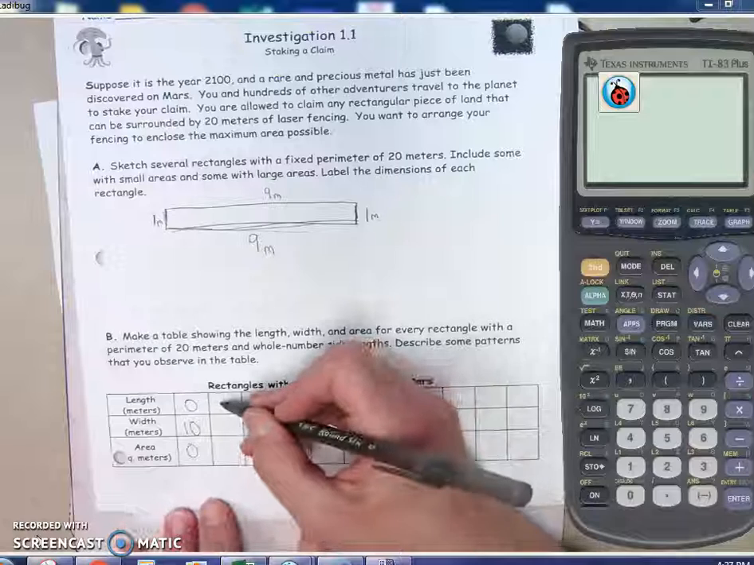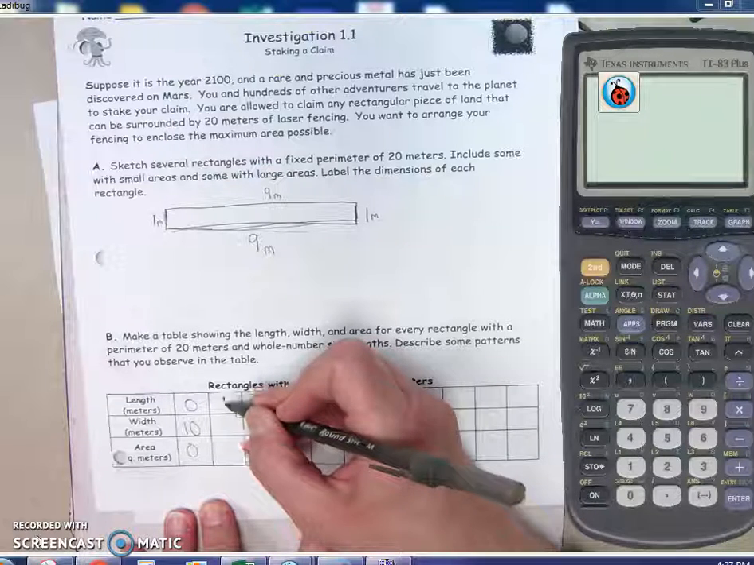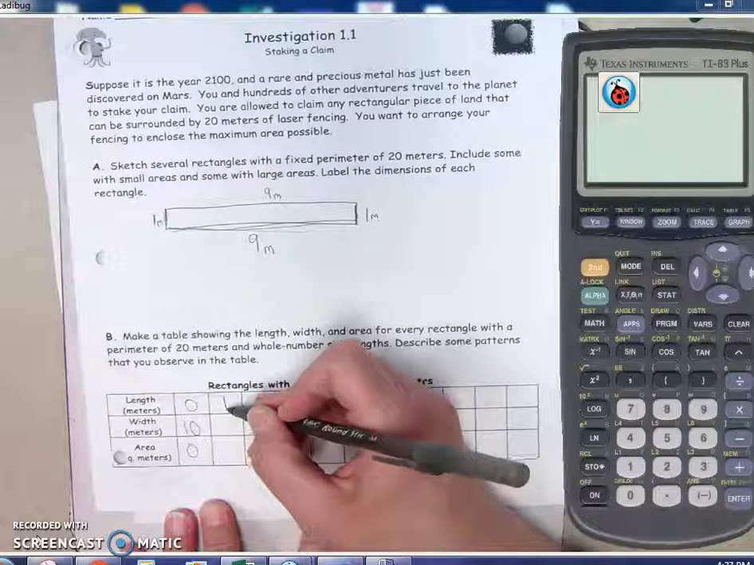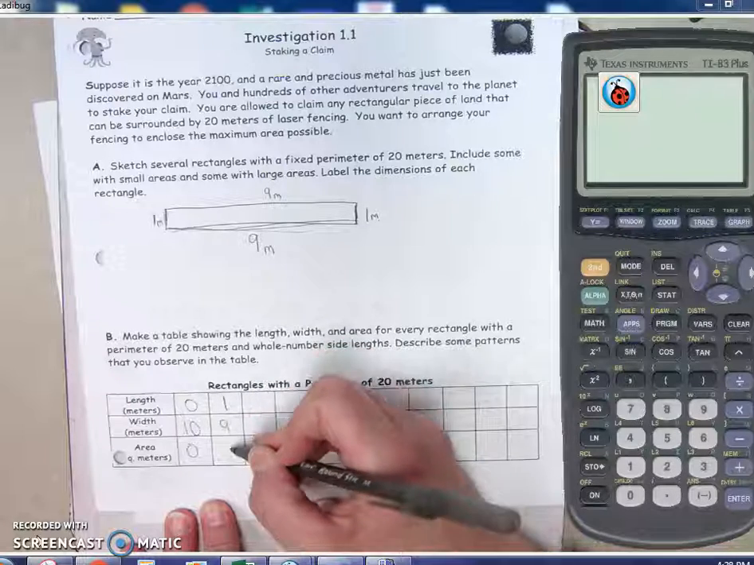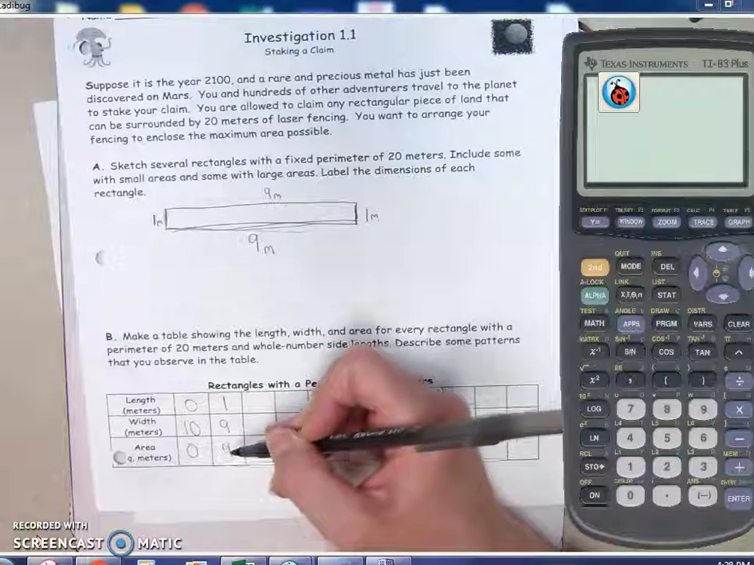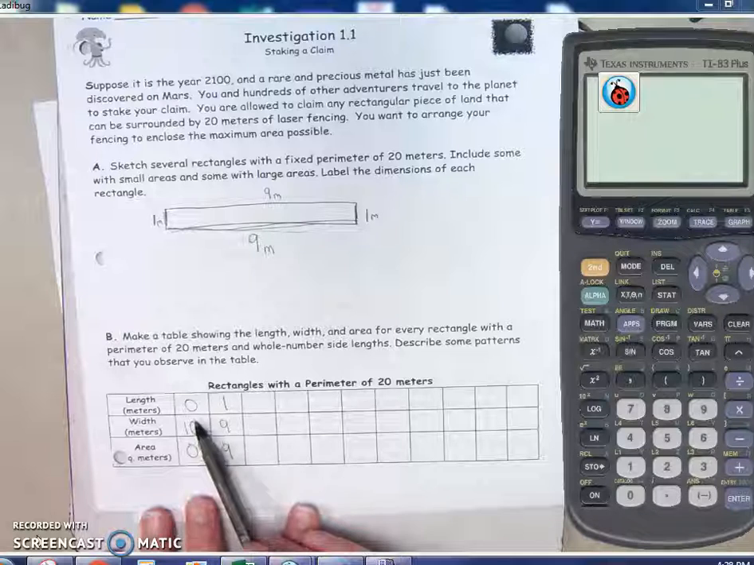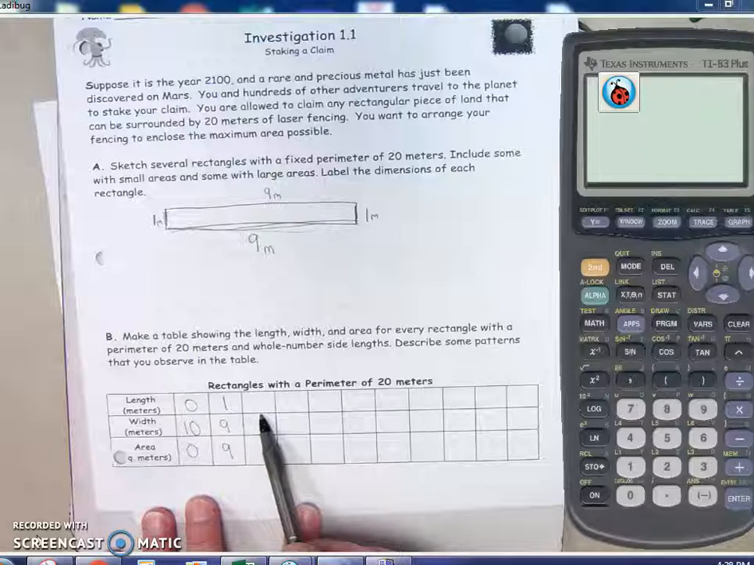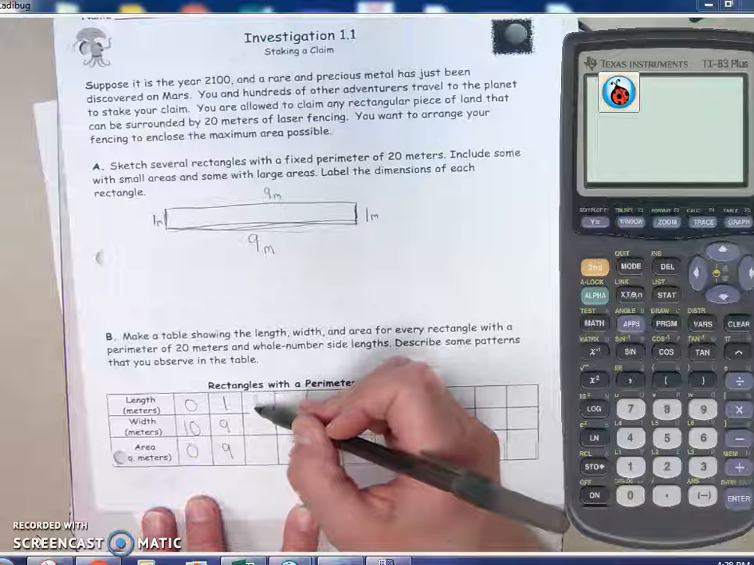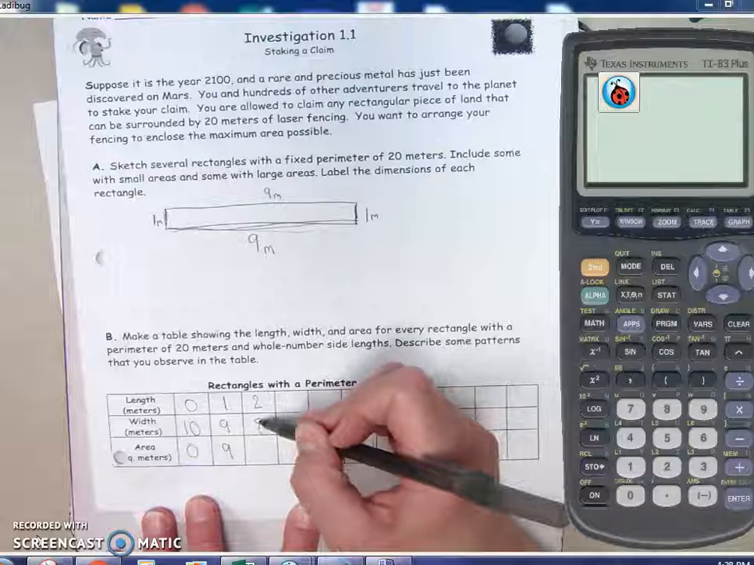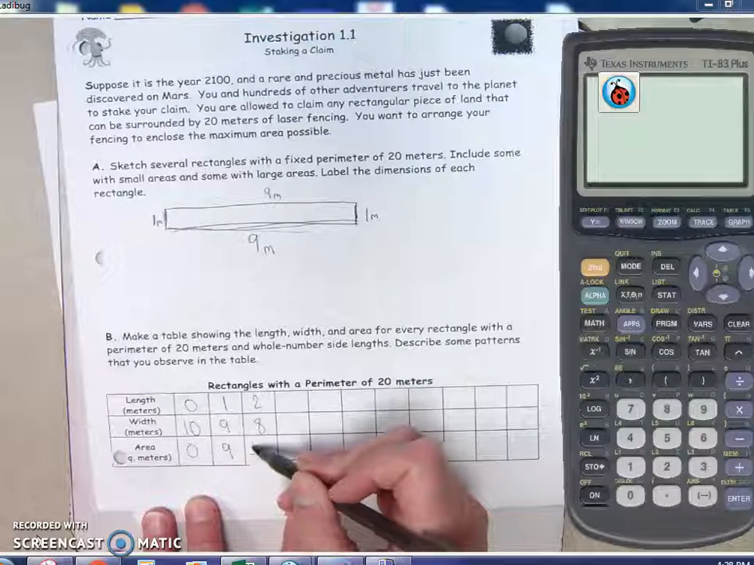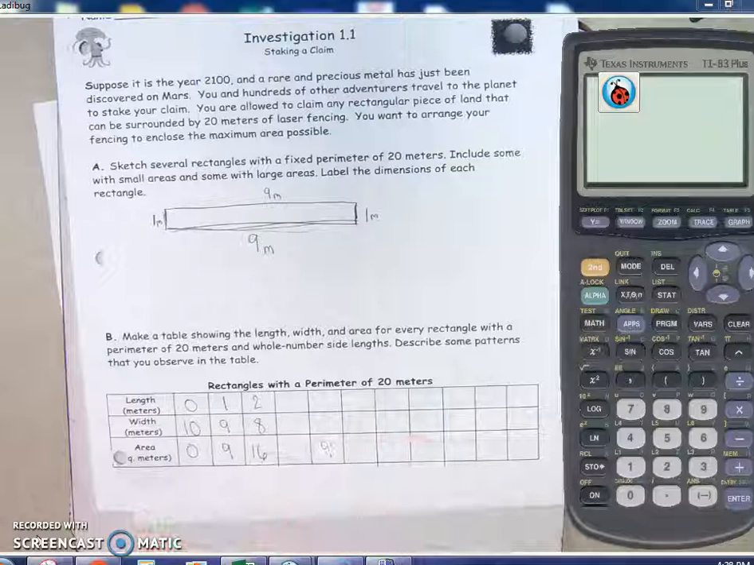So if we're going by whole number length sides, we go up by 1. Then that would be 1 by 9, and the area is 9. So complete a table going up by 1 meter each time for the length, and see what happens to the width, and then what happens to the area. I'm going to pause the video now and you try to complete the table.